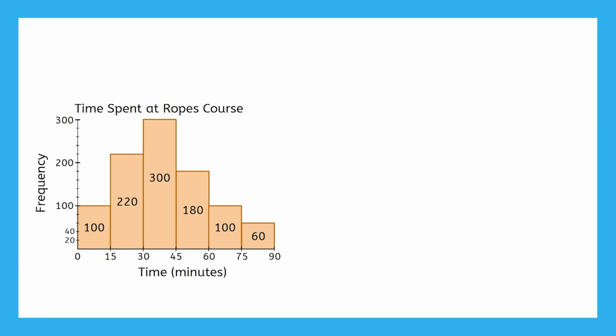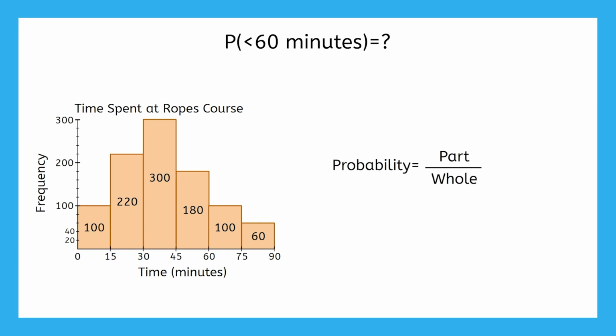Now that we have a better idea of what this histogram represents, let's revisit our probability problem. What is P of less than 60 minutes? Working with a histogram may make this feel a little different than the probability problems we've been doing in this unit so far, but I know you can do this. The data is organized a little differently than what you're used to, but remember that, at its core, probability is just part of a whole.